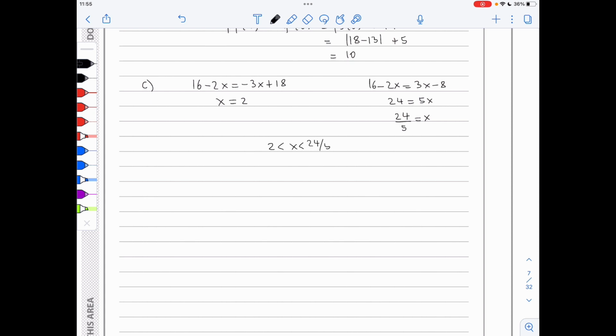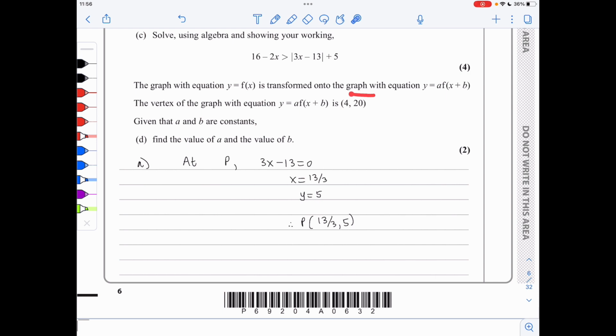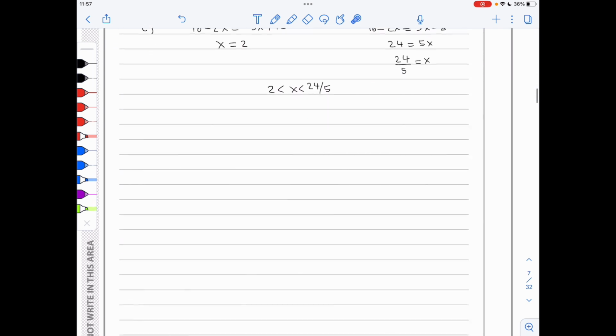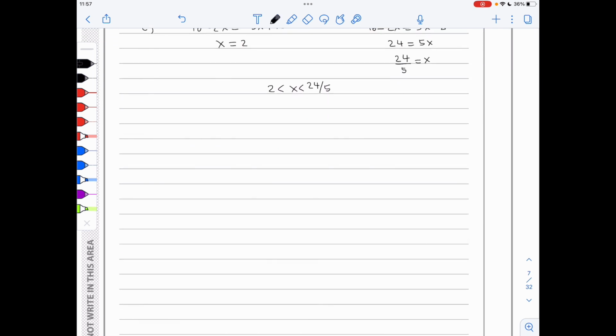In part D, we are told that the vertex of the graph y is a f of x plus b is (4, 20), and we need to find the value of the constants a and b. So let's start by considering the effect of the two transformations. So we've got y is a f of x plus b. So the plus b means we deduct b from x, and the a means we multiply y by a.